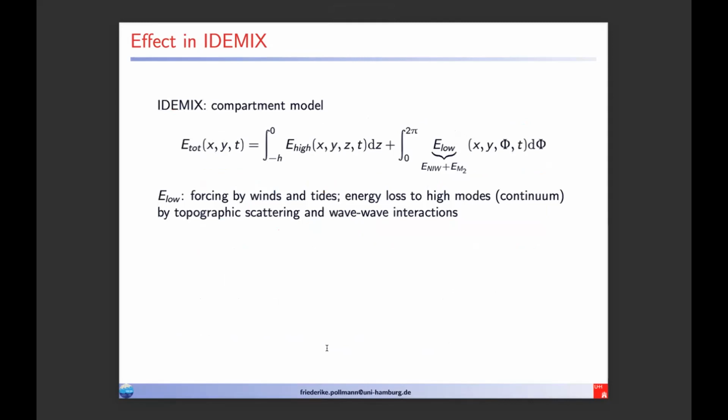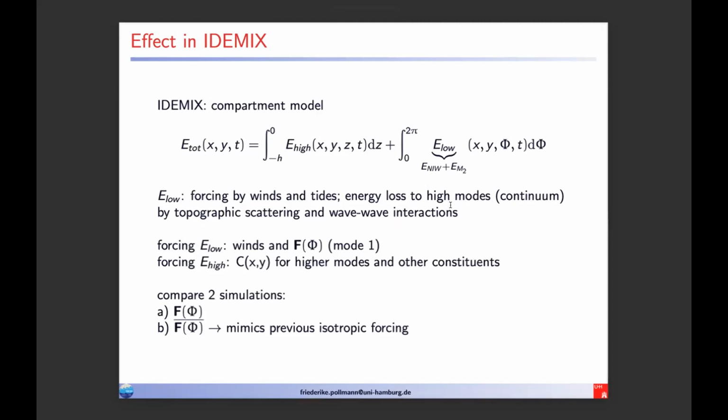To do so, I need to use an update of the EDMX model, which is a compartment model. So there's the high mode continuum, and then there are compartments for the low modes. That includes the near-inertial waves that are generated by the wind and the M2 tides. The low modes are resolved in wavenumber-angle space, so they propagate with a certain direction. Then the total internal wave energy is the sum of them, and the high modes will then break and dissipate and give their energy to the TKE scheme.